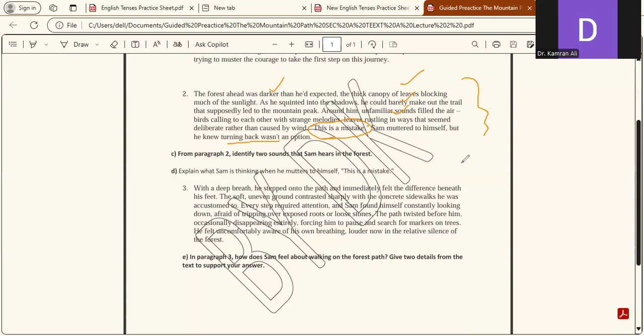Another thing which we can figure out is that he perhaps feels threatened at this point. Why? Because of the sounds, calling to each other with strange melodies, rather than caused by wind. This creates a sort of suspicion. So that's why we can say that he was uncomfortable and he felt threatened. These two things I can figure out over here, right?